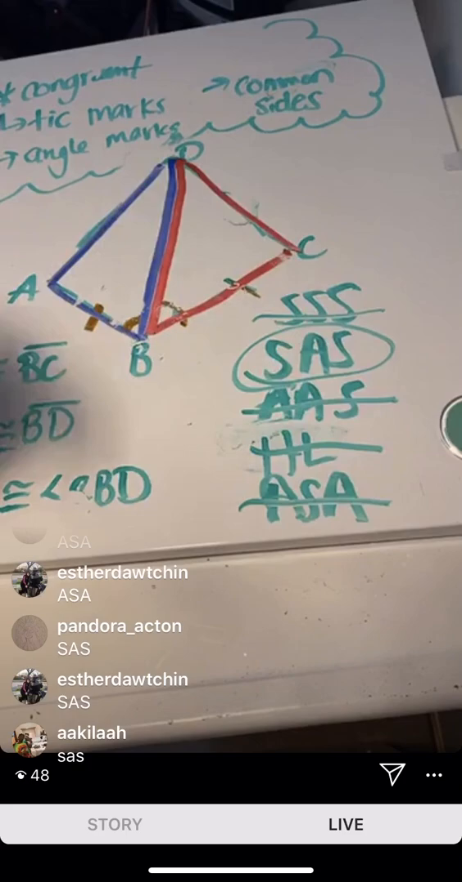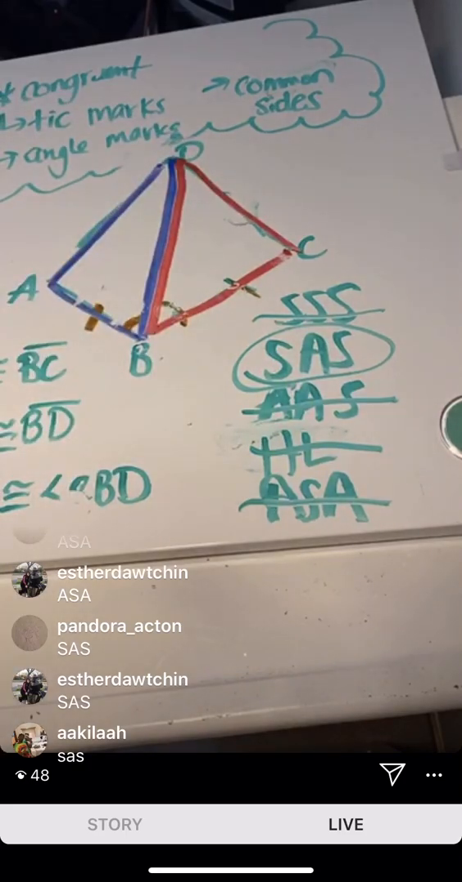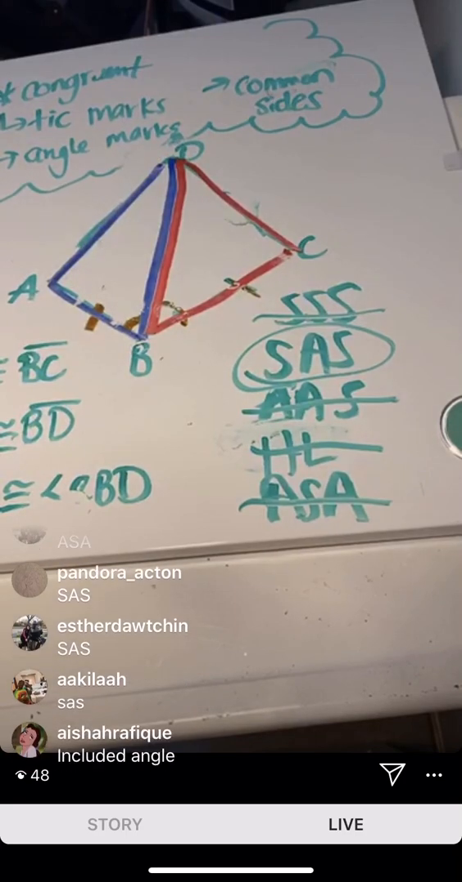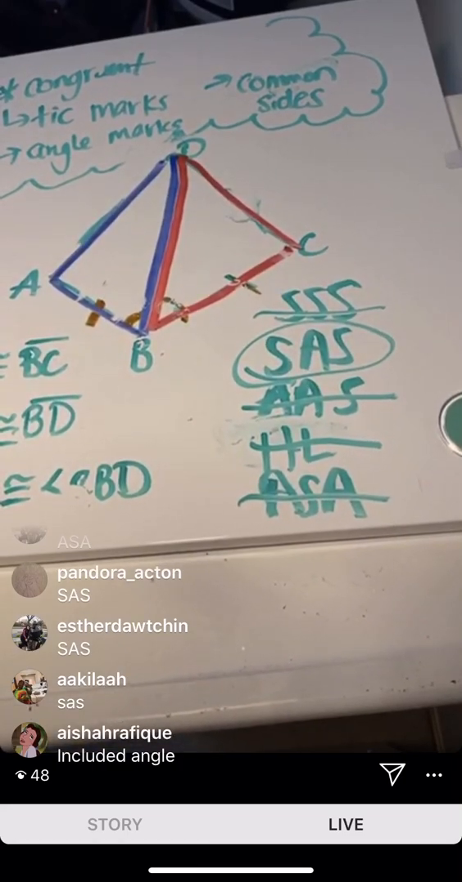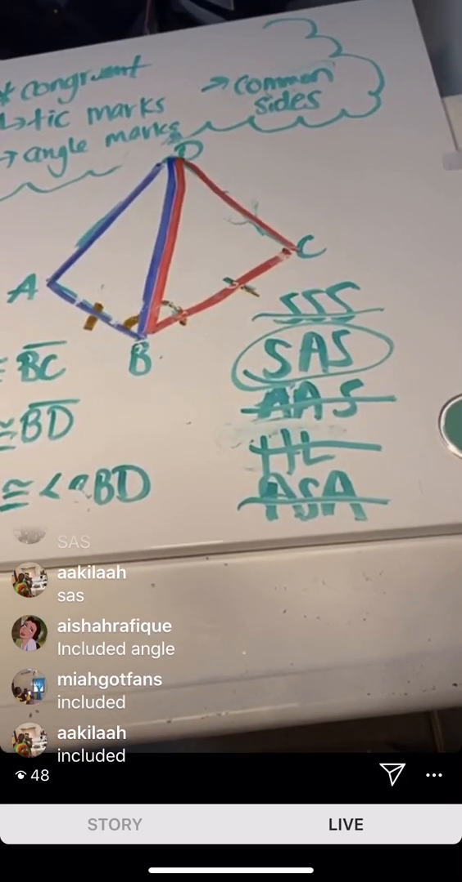Now, that angle in the middle has a special name. Anybody can tell me what type of angle that is? Not acute or obtuse. It has a special name. I gave you two new names in the notes. Who remembers? Included angle. Good, Aisha. It's included because it's in between the two sides. So the answer was side, angle, side because it's an included angle.